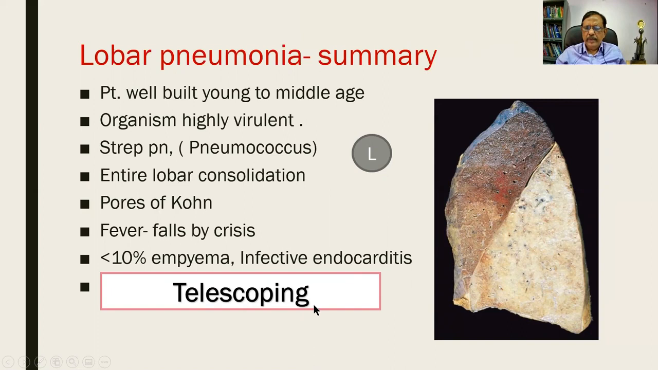Telescoping is one. I mentioned that there are 4 stages: stage of congestion, red hepatization, gray hepatization, and resolution. You will not see all these stages. In fact, one merges rapidly into another with the advent of antibiotics. So within a period of about 5 to 6 days, the patient will become totally normal. So that is called telescoping.